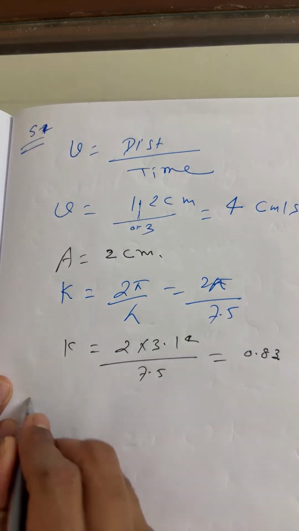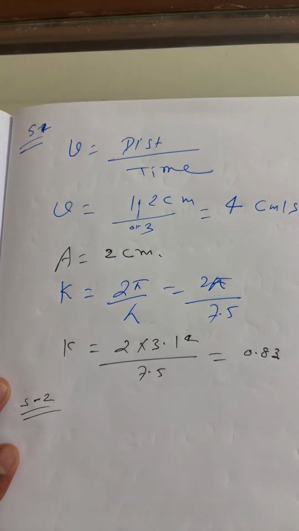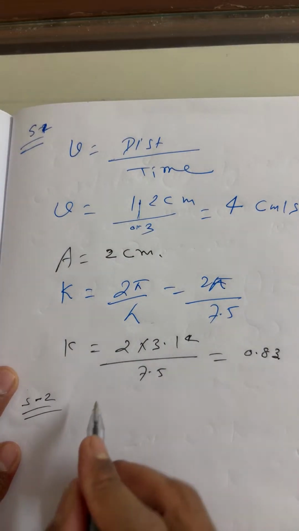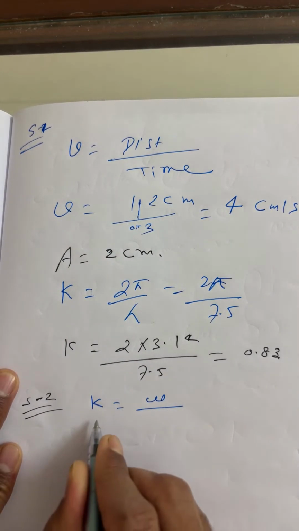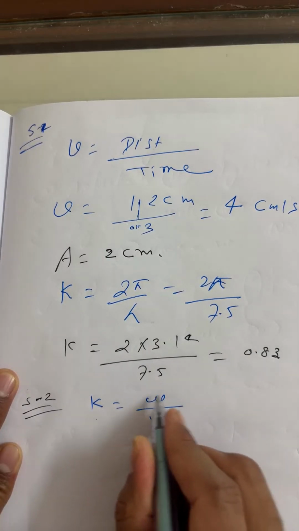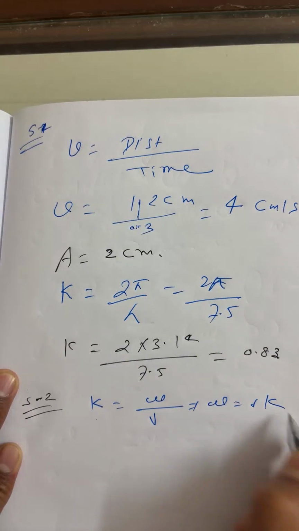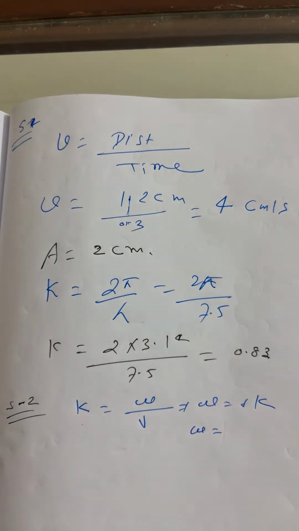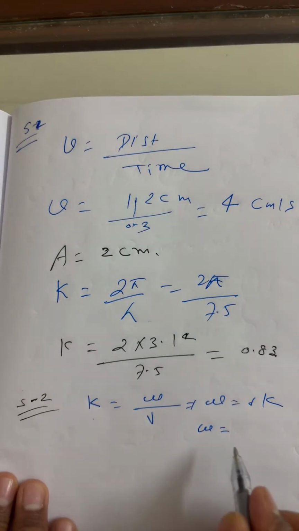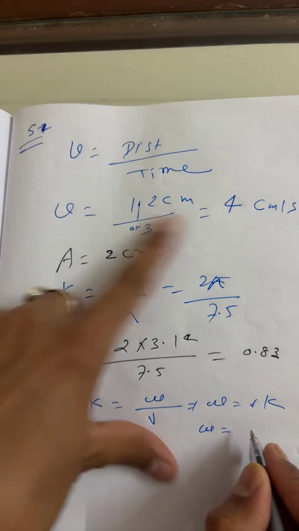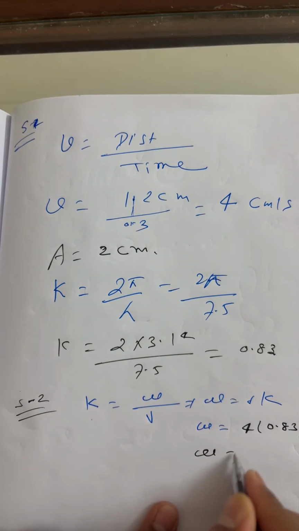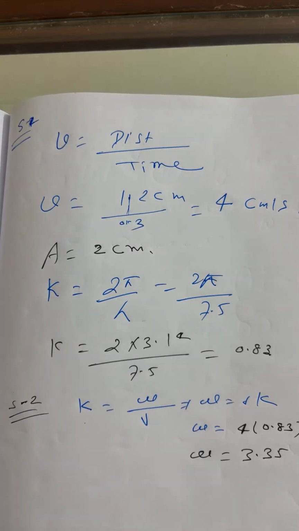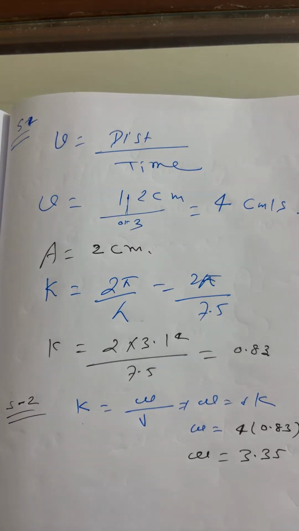Now this is step two for the solution of the question. Because you know the angular wave number k is omega by v, and we wish to find omega, omega equals v into k. Correct. Very good. So v, how much is it here? We already found it: 4 into 0.83. Solve it and you will get omega equals 3.35 approximately. Yes, correct, very good job, Arab.